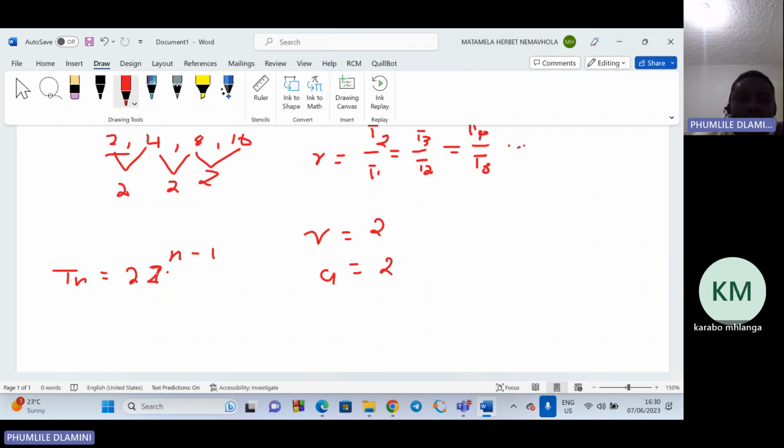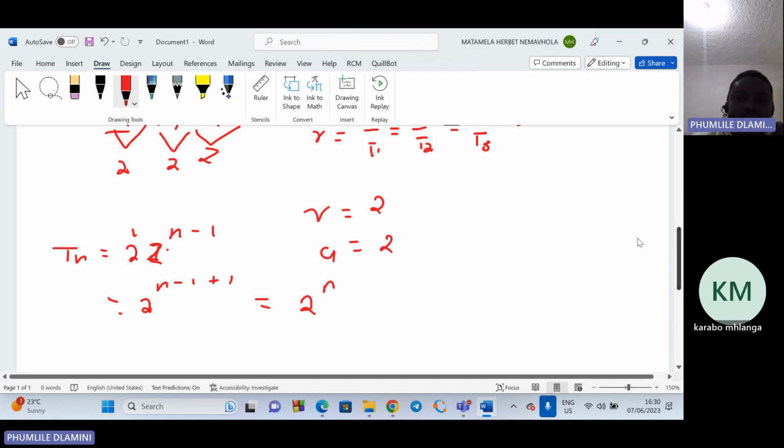When you say 2 times 2 to the power n minus 1, remember these two, the 2 and 2, the bases are the same. So you can just say it's 2 to the power n minus 1 plus 1, because when the bases are the same, according to the rules of exponents, you add the exponents or the indices. So the answer will be 2 to the power n.